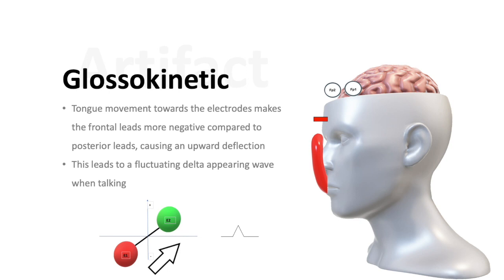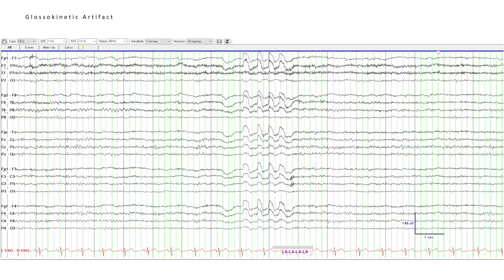When you talk, this can lead to a fluctuating delta wave which appears and can imitate abnormalities. Here, we have an example of glossokinetic artifact. You see these upward deflections here. Well, it's just like what we discussed. This is the tip of the tongue going up towards FP1 and FP2.